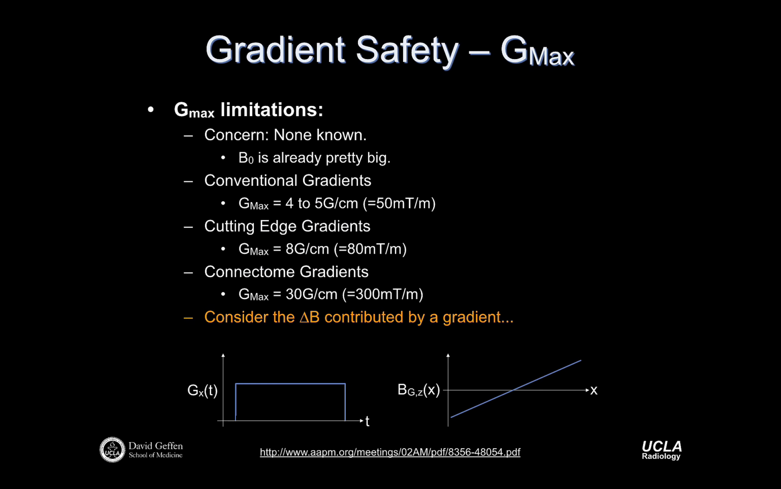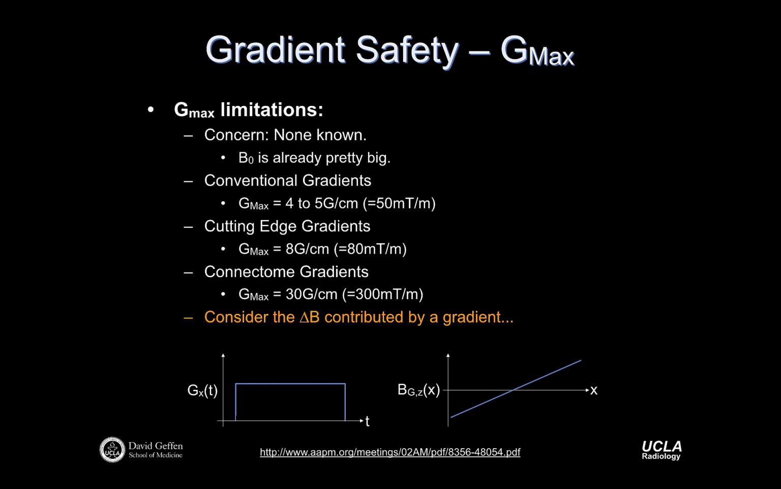B0 is already pretty big, right? What was the contribution of the gradients to the field on the scale of what? Do you remember? Early on, we did this example of the position dotted with the gradient amplitude. We got fields on the order of microtesla, like millitesla, right? So we're just adding millitesla fields to something that's already in the Tesla range. There shouldn't be any reason that we care about Gmax, really. We're not even close to B0 field strengths.